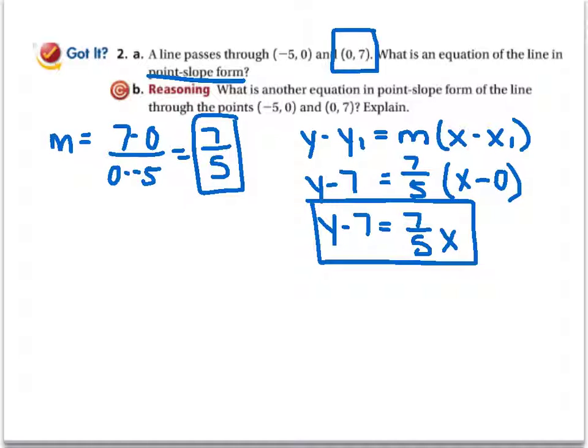Now this reasoning question says, what's another equation in point-slope form of the line through those same points? So you just use the other one? Yeah, because even if you switch these around and said that 0, 7 was your x1, y1, you're still going to end up with the same slope, no matter what. So if I still have this slope of 7/5, like Jordan said, we could just use the other ordered pair, -5, 0.